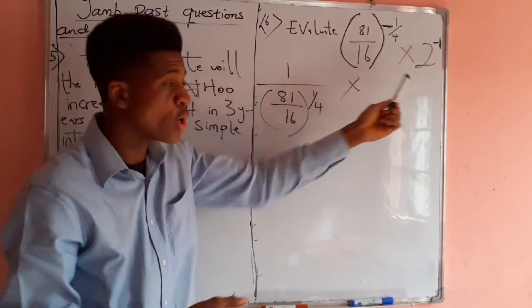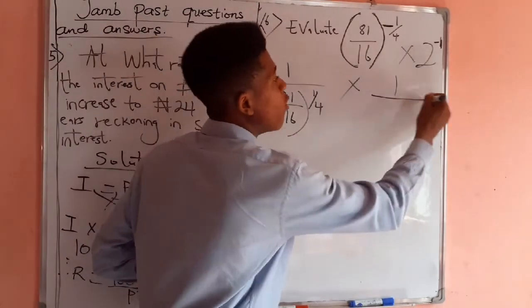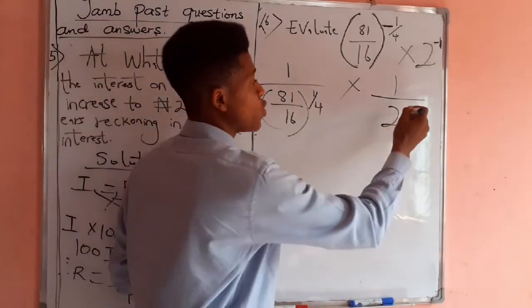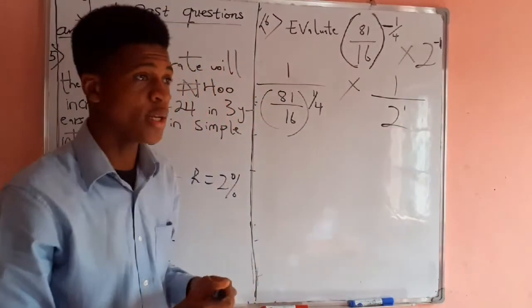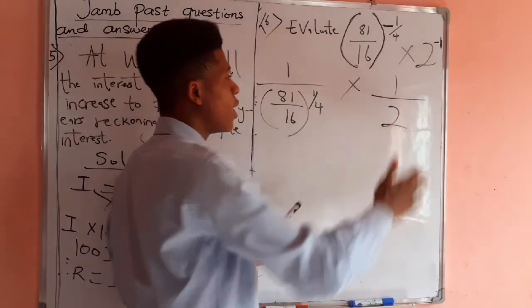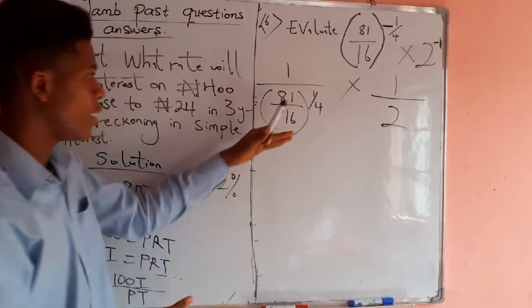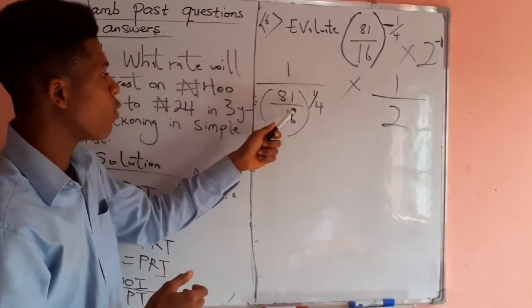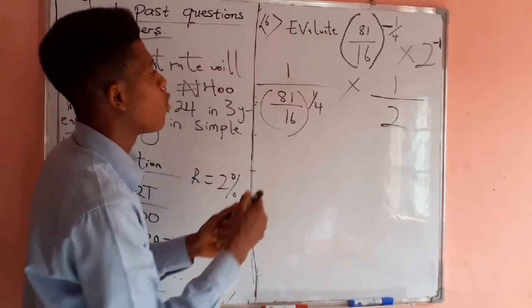Using that same law, it will be 1 over 2. You can still say 1 over 2 raised to power 1. It's still the same thing. Any number raised to power 1 is still the same number. 1 over 2. Okay, let's go over to this side now. We have 1 over 81 over 16 in brackets, power 1 over 4.